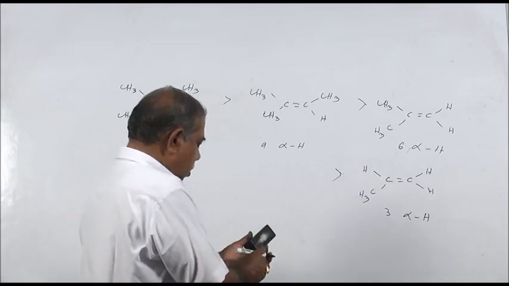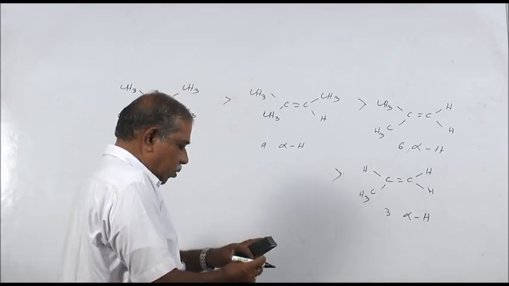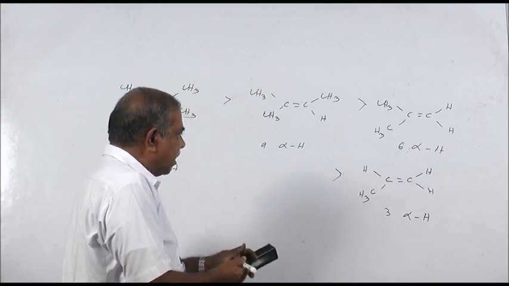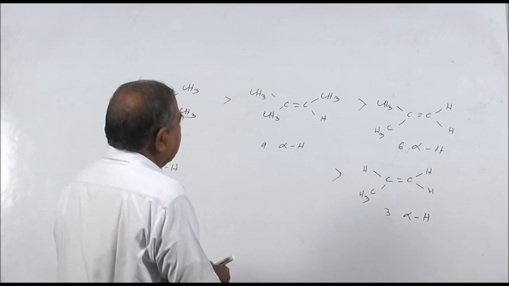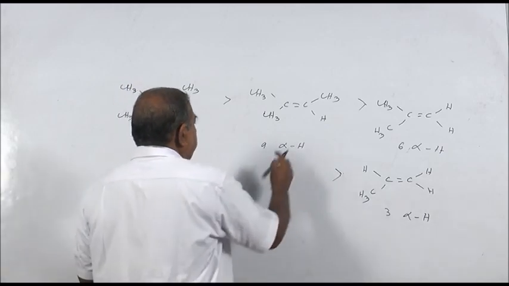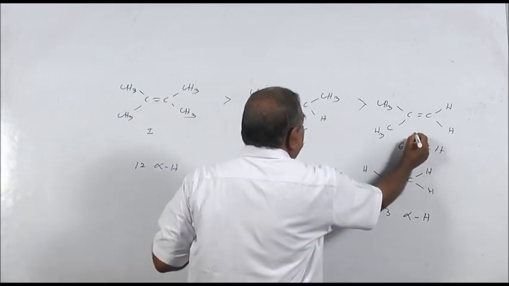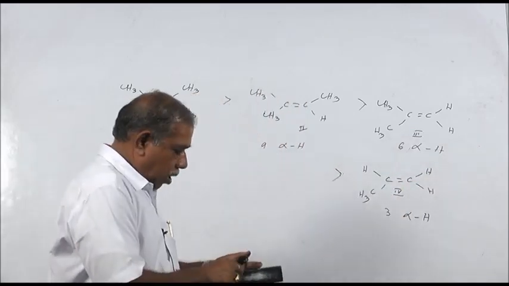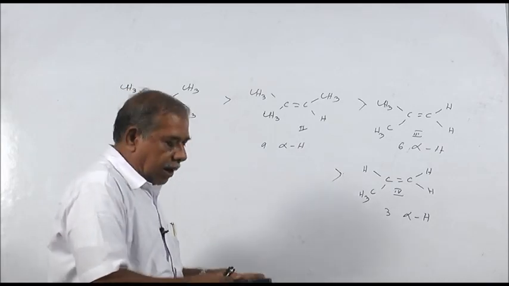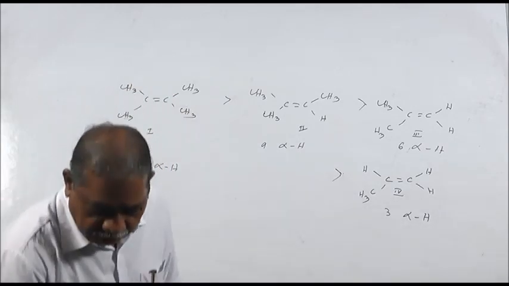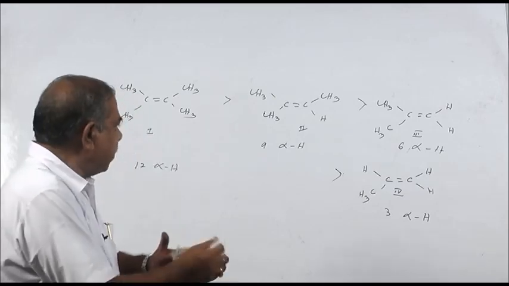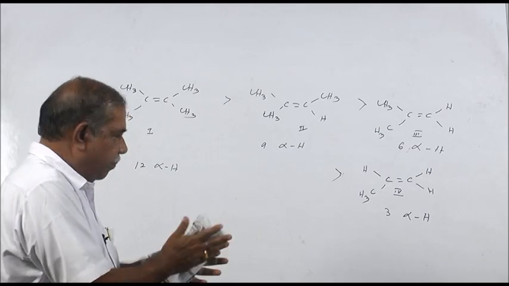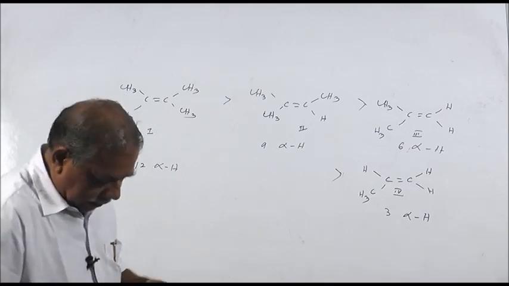As I have told you, more the number of alpha hydrogen atoms, more will be the number of hyperconjugated structures, and hence more will be the stability. Therefore, compound 1 is more stable than compound 2, then compound 3, then compound 4. Compound 1 contains 12 alpha hydrogen atoms, 2 contains 9, 3 contains 6, and the fourth one contains 3 alpha hydrogen atoms. Thank you. Rest will be discussed in the next class.